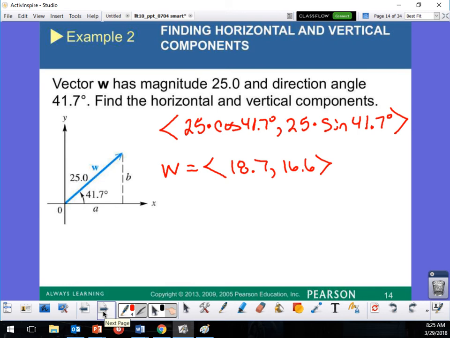Make sense? Let's say, for instance, I wanted to know this point right there. It's 18.7 and 16.6. What's the difference between this and this? This is a vector. What does a vector give me? Magnitude and direction. Yes, magnitude and direction. Remember.